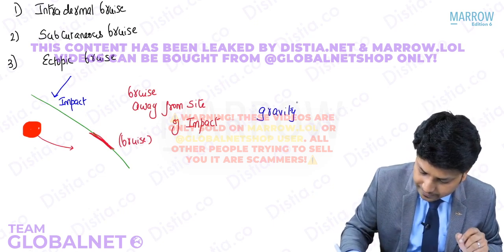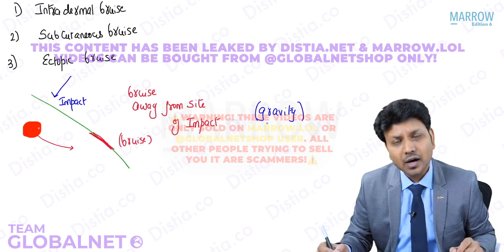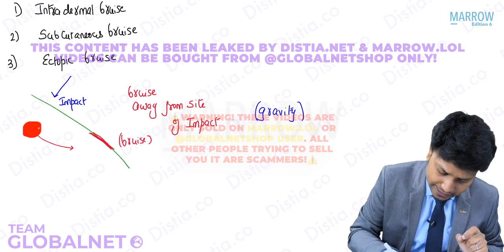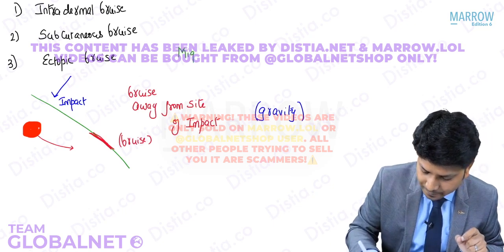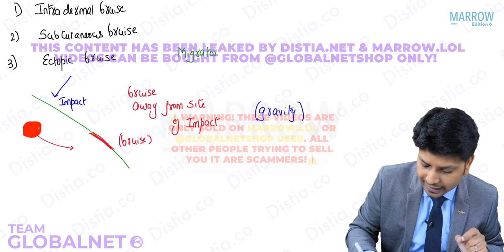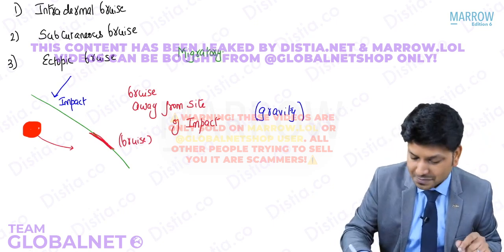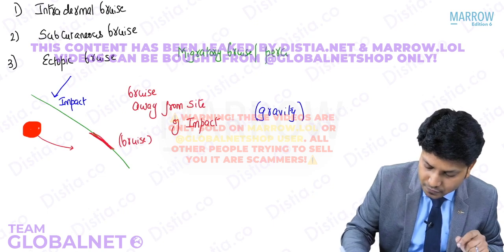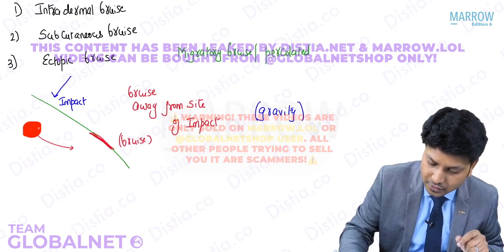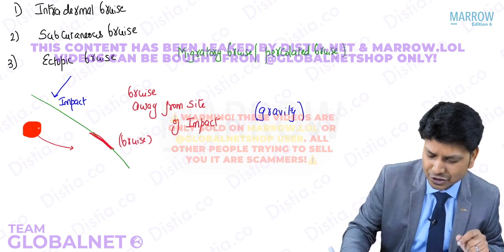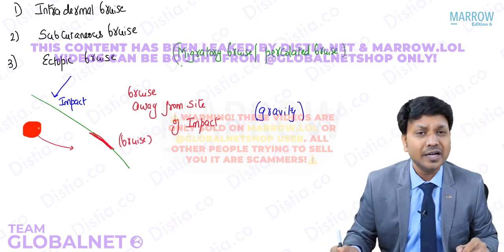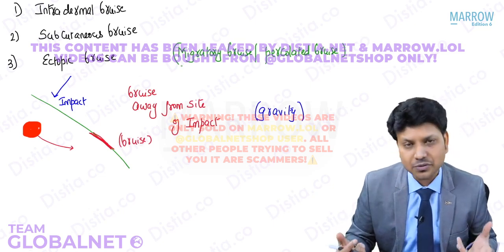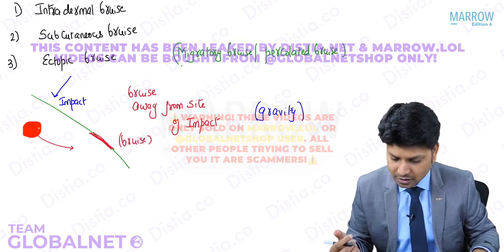Gravitational shifting. So this ectopic bruise is also called a migratory bruise, because you can see that the blood is migrating. Not only that, it is also called a percolated bruise. Everything is the same. You just need to know the synonyms, because sometimes in the examination, instead of giving you the straight term ectopic bruise, they will give you a synonym and try to confuse you. So this is ectopic bruise.